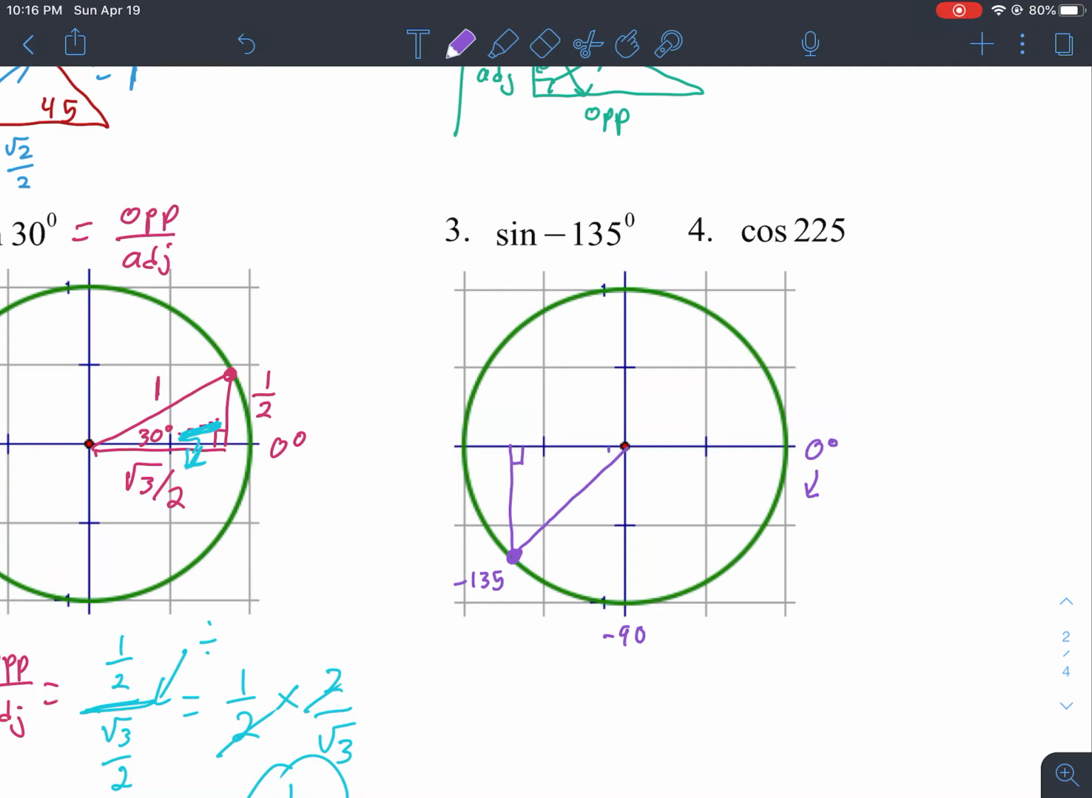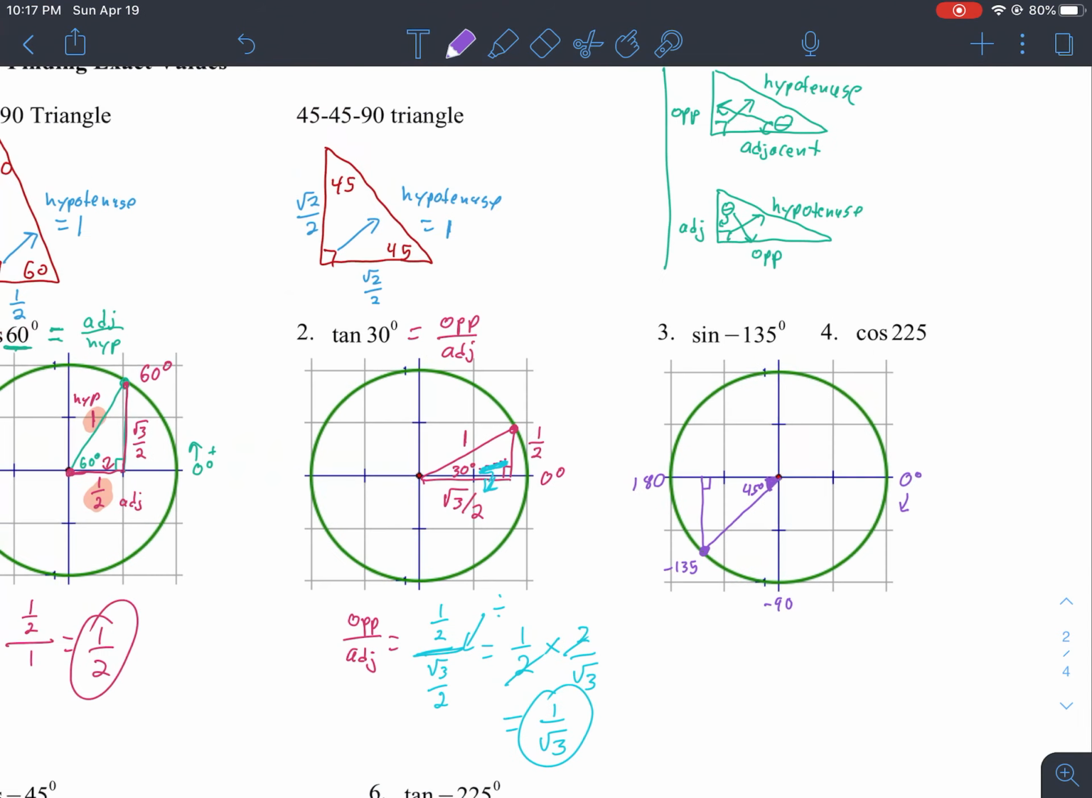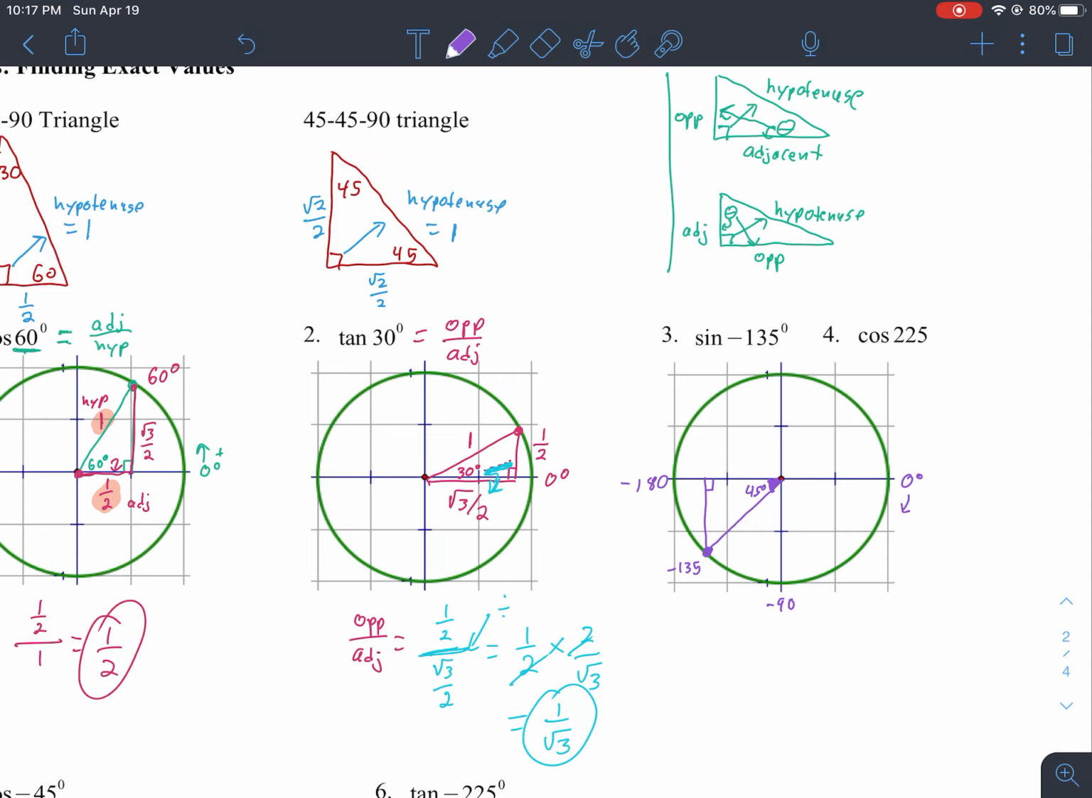Okay. Now, this angle in the middle, from here to here, that will help us figure out which triangle to use. So from there to there, that's 45 degrees, because this is 180, and that's 135, so that's 45 degrees. Okay, now, 45 degrees, that's this triangle. So our side lengths are square root of 2 over 2, square root of 2 over 2, and our hypotenuse is always 1.